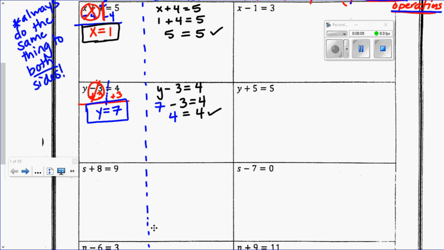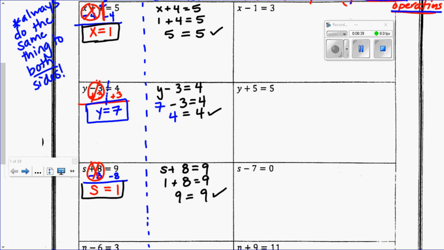Okay, did you subtract 8 from both sides? Because I want the s by itself. Remember the plus 8 minus 8. I'm trying to get that to go away so that I just have s, or my variable, on one side. And what's 9 minus 8? 1. Okay, now we double check it. s plus 8 equals 9. I think s is 1. Is 1 plus 8 equal to 9? It sure is. So I'm confident that that's my answer. And that's all there is to it when it comes to one-step equations.